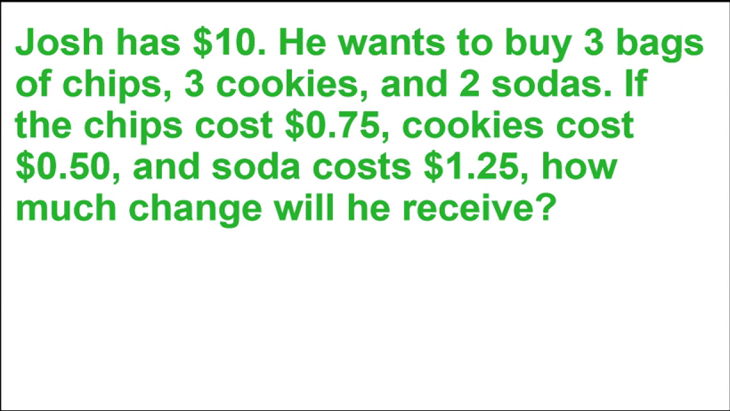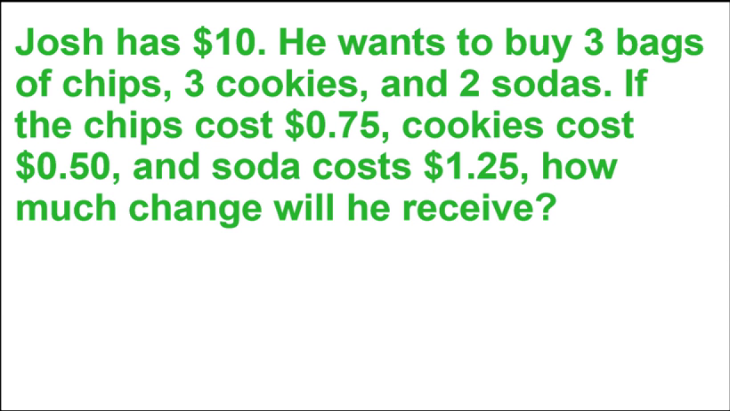So you sometimes see problems like this. Josh has $10. He wants to buy 3 bags of chips, 3 cookies, and 2 sodas. If the chips cost 75 cents, cookies cost 50 cents, and soda costs $1.25, how much change will he receive? There are a few ways you could do this. You can start with his $10, and you could subtract every single item that he bought. Or we could get the total of the things he bought and then subtract that. I'm going to do it that way.